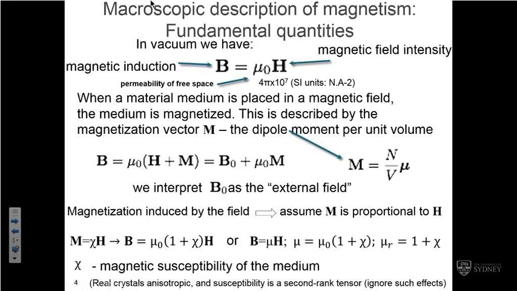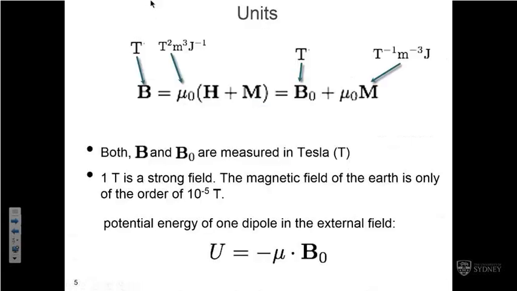Okay, so I think that's probably pretty well in your mind, and it's probably been in the courses that you've had before. And here are some of the units that you'll also remember probably. B is in Tesla, and mu b has these units here, and so on. Just to remind you, a field of 1 Tesla is really strong, and compare that to the Earth's magnetic field, which is of the order of 10 to the minus 5 Tesla.